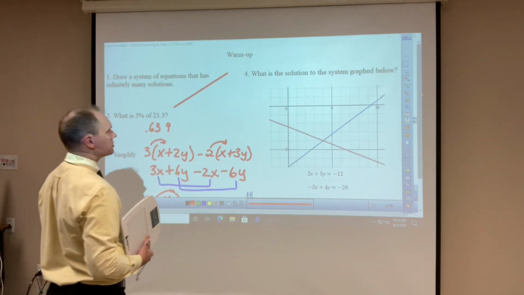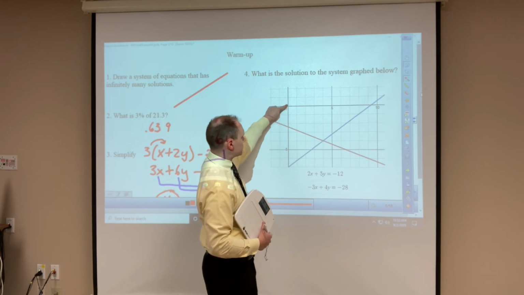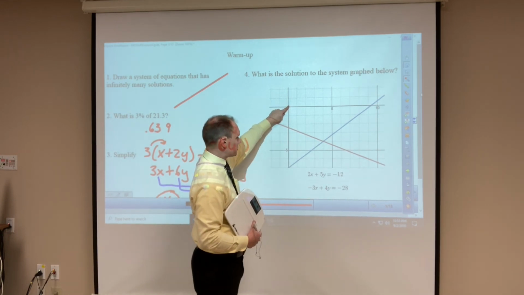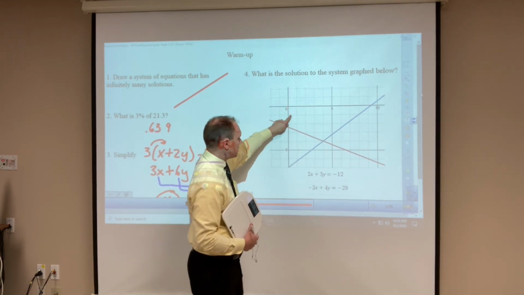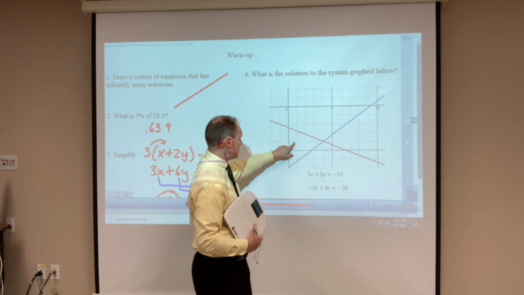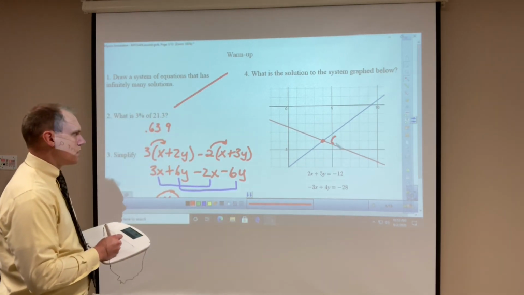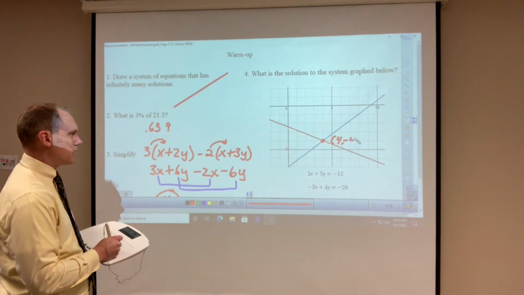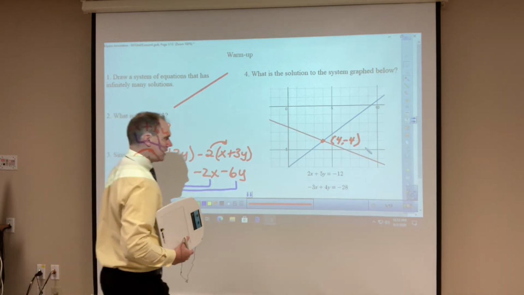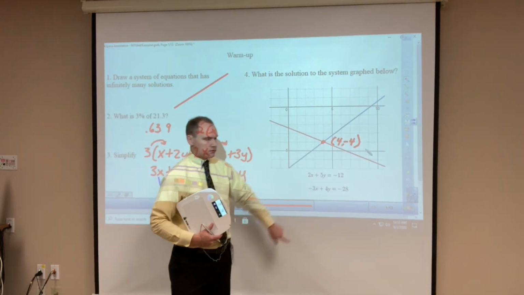What is the solution to the system graphed below? Hopefully, let's see, here's the origin here. So hopefully you can see that the solution is, let's see, looks like 4, negative 4. So the point 4, negative 4. And it was this system here that we were looking at here.